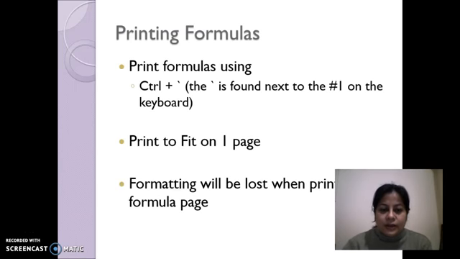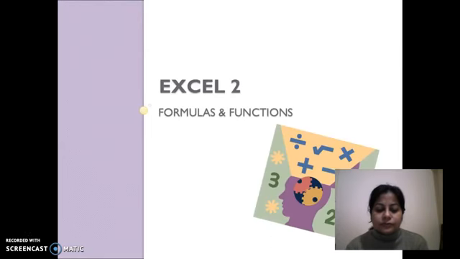Okay, then is printing formulas, using Control and then the apostrophe sign. The apostrophe key is next to the column I on the keyboard. If you want to print to fit on the page, then formatting will be lost when you are printing the formula on the page. So if you want to print the formulas on the page, you type Control plus apostrophe.